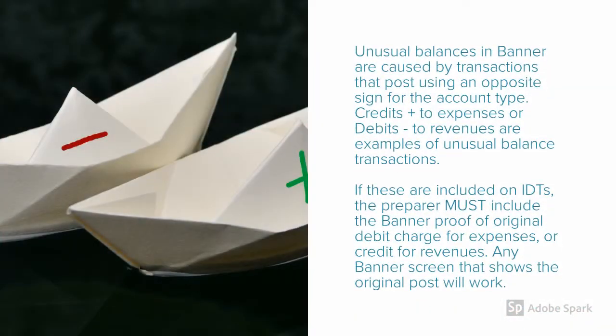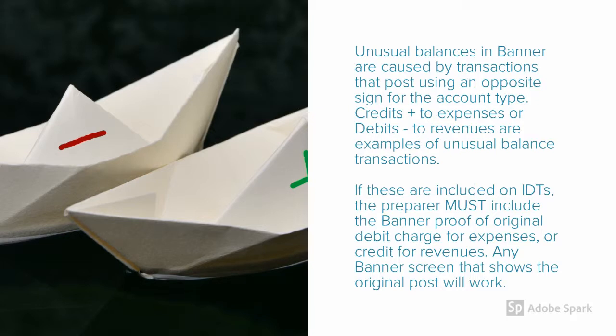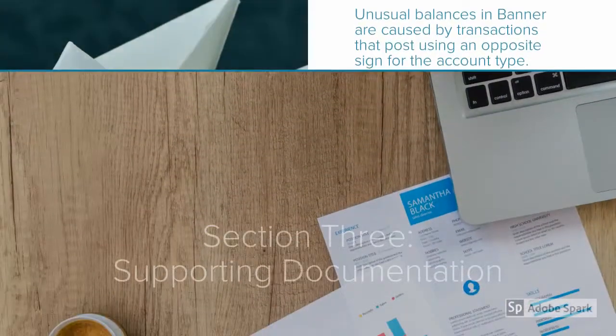Unusual balances are caused by transactions that post using an opposite sign for the account type. Credits to expenses and debits to revenues are examples of unusual balance transfers. Whenever these are included on IDTs, the preparer must include the Banner proof of the original debit charge for expenses or credit for revenues. You cannot reimburse or correct a transaction without proving the amount originally posted in Banner. Any Banner screen will serve as proper support for this.